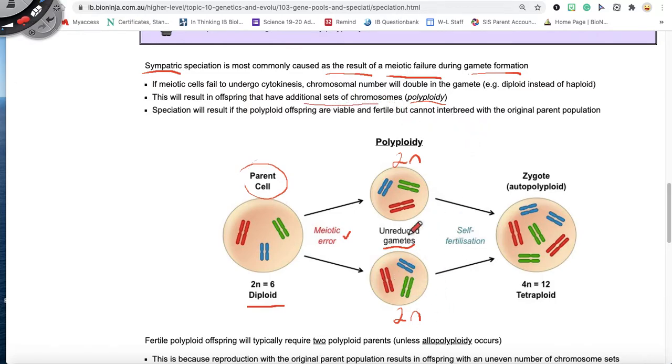So then what happens? Well, these gametes can self-fertilize, if it's a plant, and then you're going to get 2N plus 2N, and you're going to end up with a tetraploid, or 12 chromosomes here. And this tetraploid, which is a form of polyploidy, can be a viable organism. They can be fertile organisms. So you can have one tetraploid breed with another tetraploid, but they just can't breed with the original parent population. That's why we consider these polyploids a different species altogether.